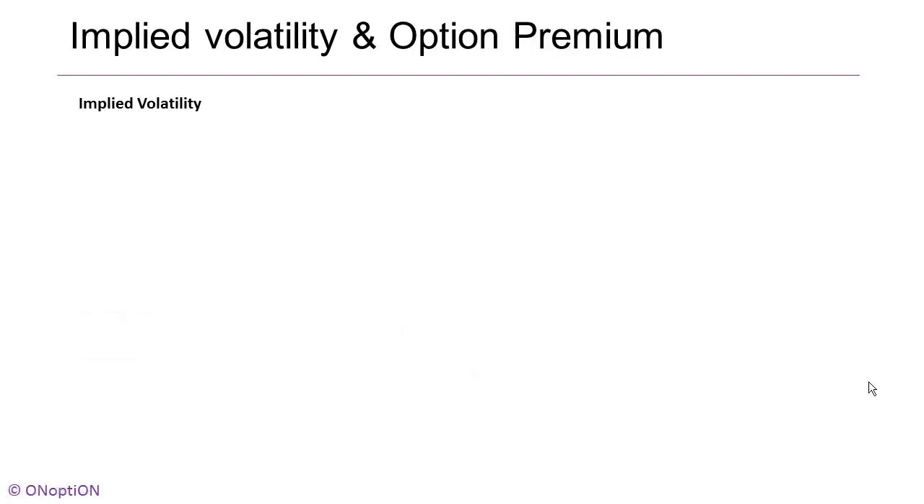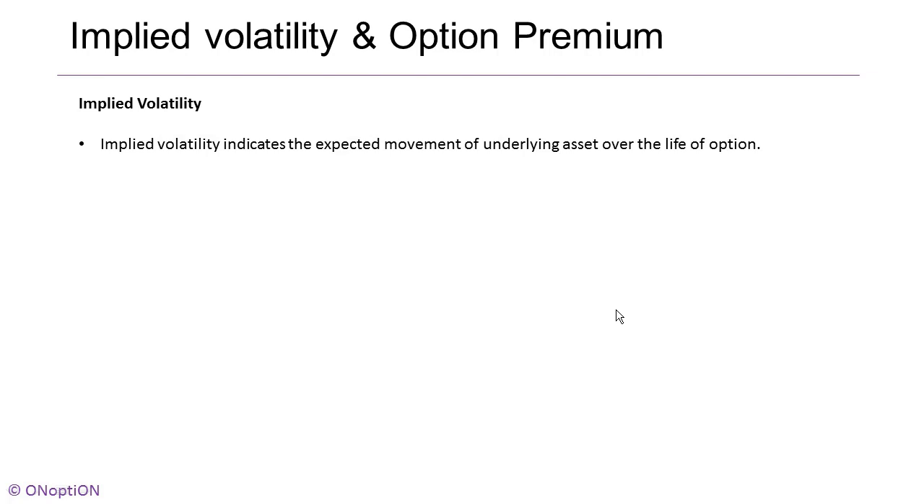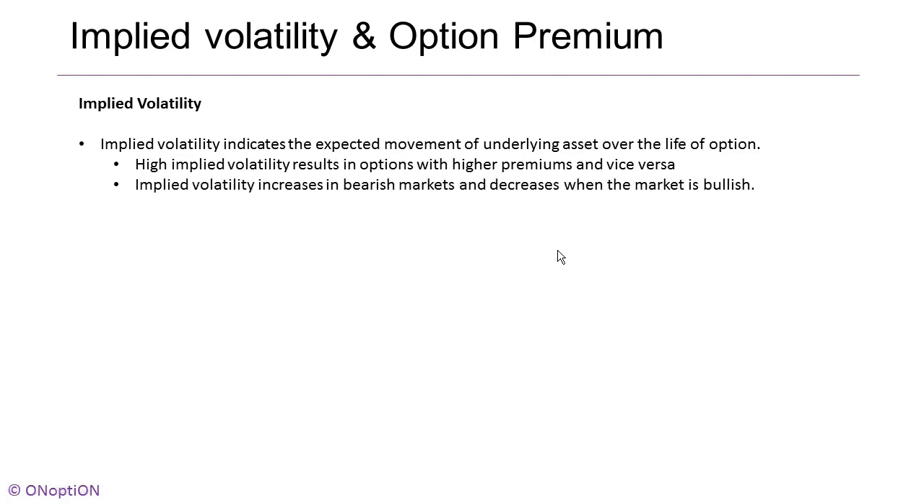Let me move on to the last term, implied volatility and option premium. Implied volatility indicates the expected movement of an underlying asset over the life of an option. High implied volatility results in options with higher premiums and vice versa. In a bearish market, implied volatility increases, and in a bullish market, the implied volatility decreases.